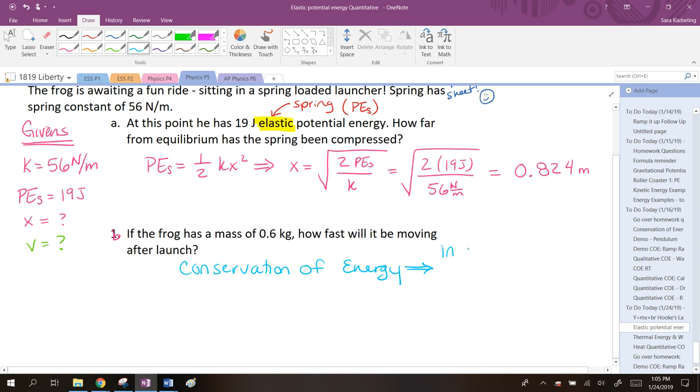So here it comes. In a closed system, that means no outside forces acting, okay? The total energy remains the same. So let's think about my frog. Let's think about the launcher.